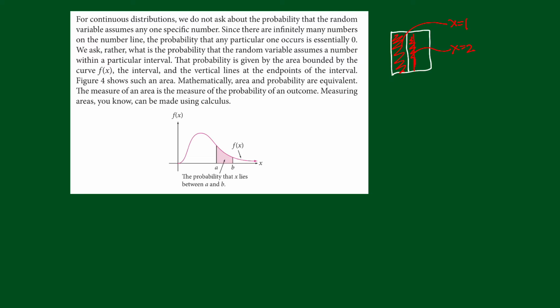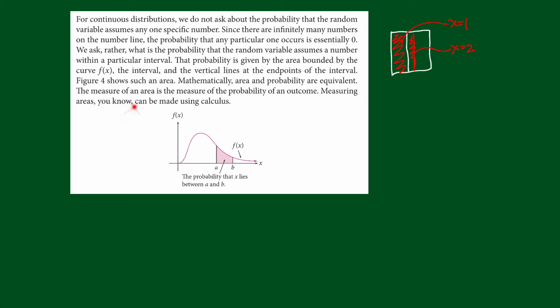We've already looked at the binomial. We're going to look at the normal, the student's t. There's just a group of ones that we're going to look at. Now, mathematically, the area and probability are equivalent. All right, so when you think of area, you want to think probability, or when you think probability, you think area. So the measure of an area is the measure of the probability of an outcome.